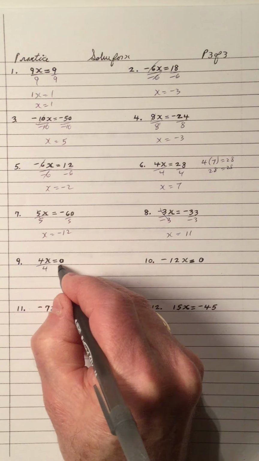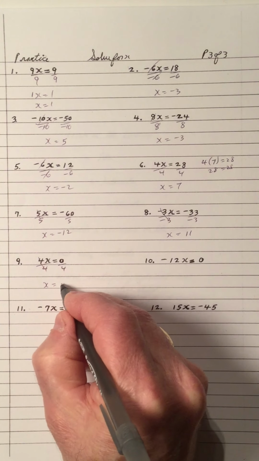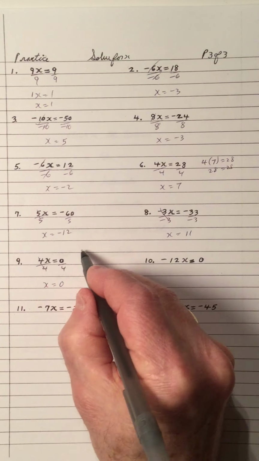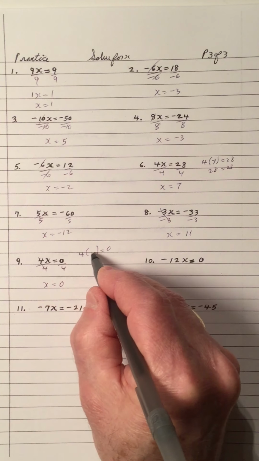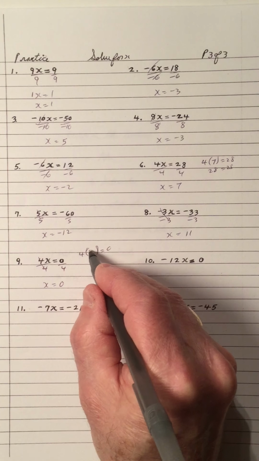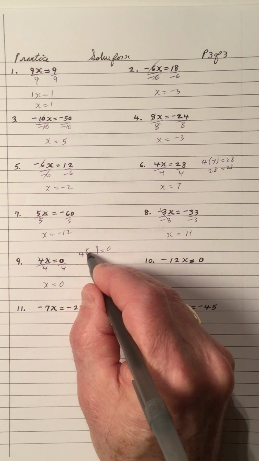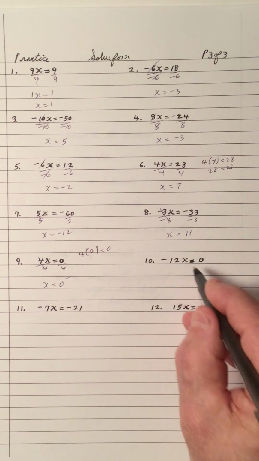And divide both sides by 4. They cancel to get x. 0 divided by 4 is 0. In other words, 4 times what number gives you 0? So if you put a bracket where the x is, what number do you put in here to multiply by 4 to give you 0? The answer is 0. So 0 is the answer.